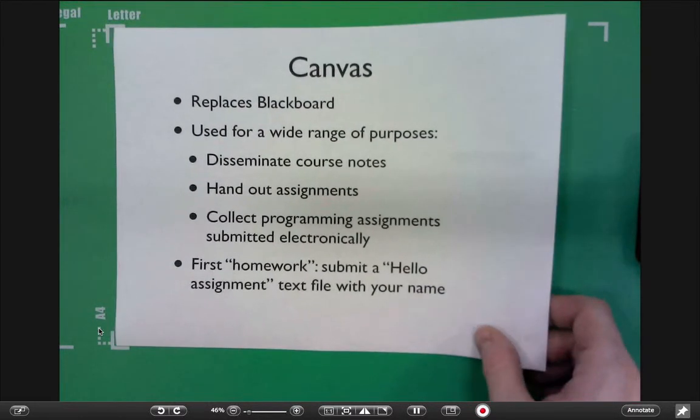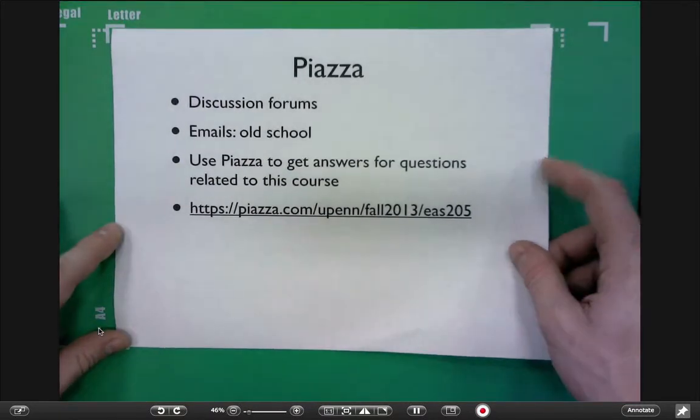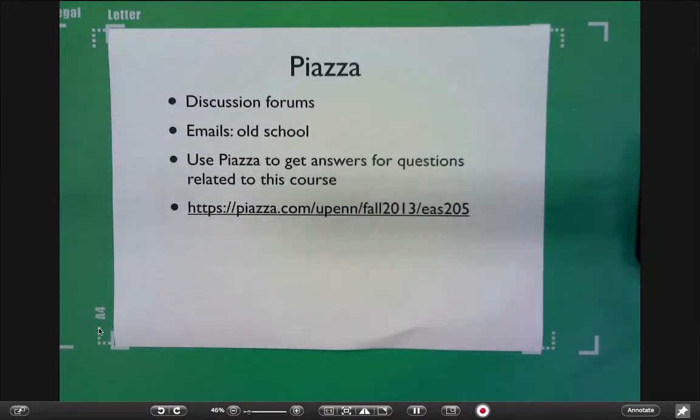So that's Canvas. Try to do this, please. The thing for discussion, which I really liked last semester, is Piazza. Again, you probably know this from other classes. Yeah, so I guess we will use that too. The point is that emails are old school, not really working that well. We don't have a large class, but still.